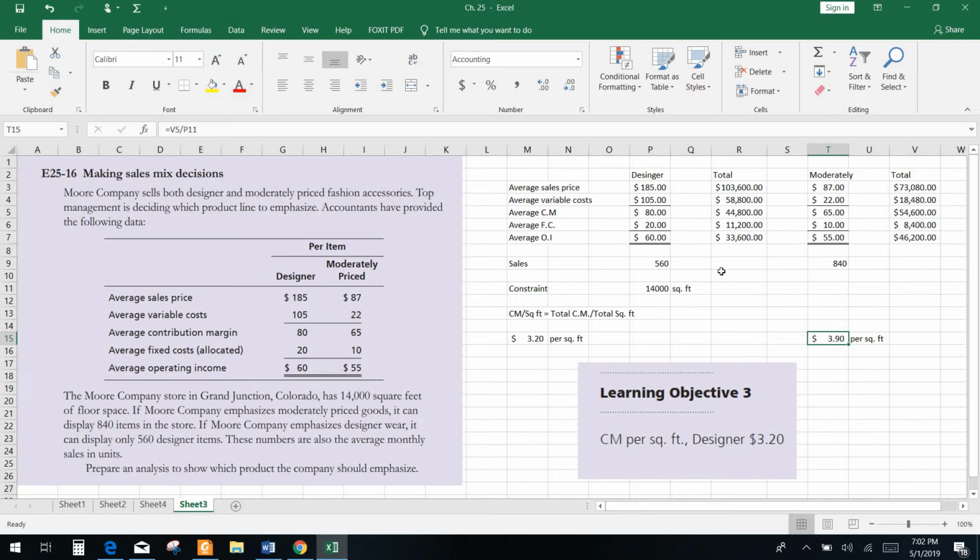So once again, this is just a little wrinkle in some of the previous problems. I don't think it'll be on the test. Don't pay this a lot of attention if you're not comfortable with the other kinds of problems, but if you do get a constraint question, just remember to take your contribution margin and divide it by the constraint. That's it, and good luck on the test.